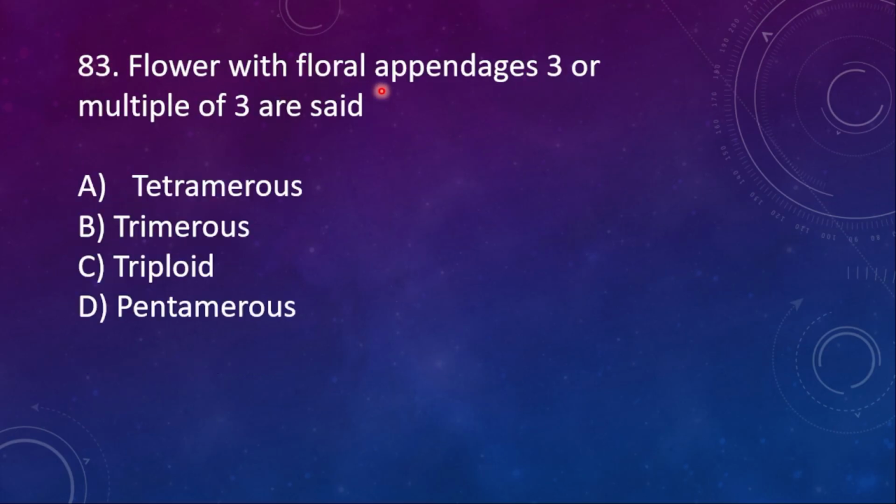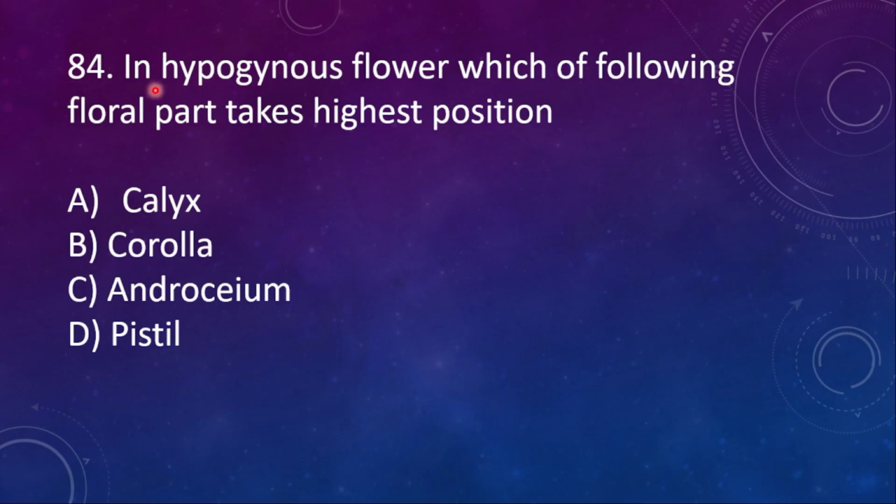83. Flower with floral appendages 3 or multiple of 3 are said to be A, tetramerous, B, trimerous, C, triploid, D, pentamerous. So here the right option is trimerous. 84. In hypogynous flower, which of the following floral parts takes the highest position? A, calyx, B, corolla, C, androecium, D, pistil. Pistil takes the highest position.